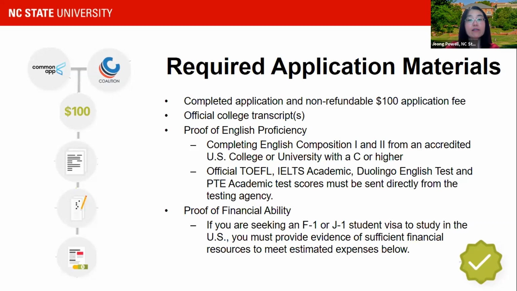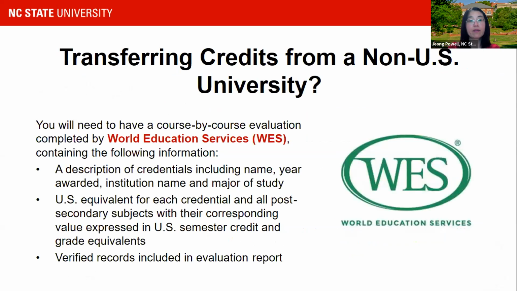And for proof of financial ability, if you are seeking an F1 or J1 visa, you need to prove that you have financial means to study at NC State. Currently, we are looking at about $49,000 for you to show before we can issue the I-20.